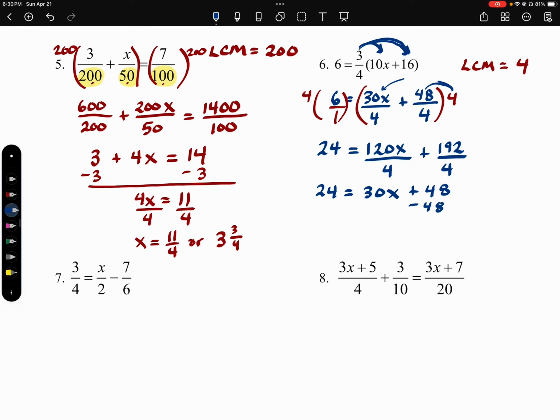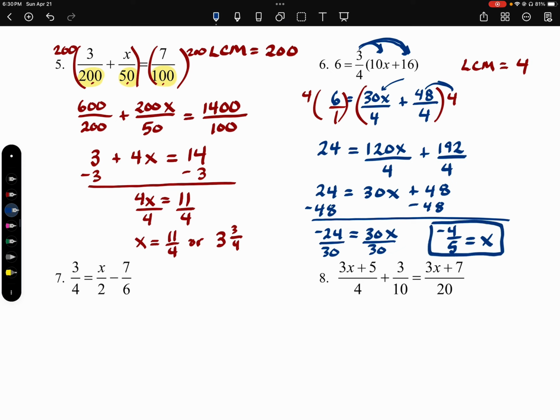Let's subtract our 48 from each side. So we now have negative 24 is equal to 30x. And then we're going to just divide each side by 30. So negative 24 over 30 should reduce to negative 4/5. So we should have negative 4/5 equals x. And that is your answer for number 6.